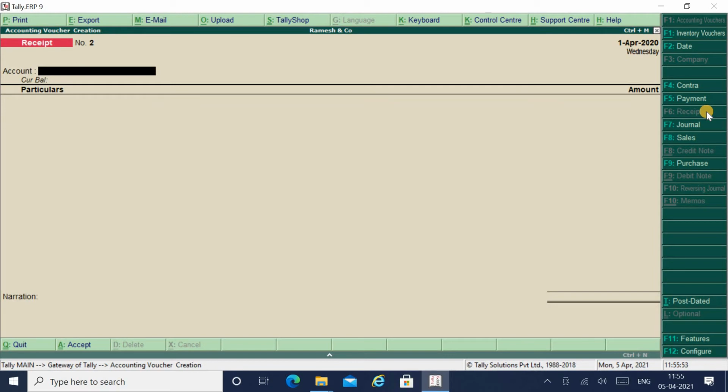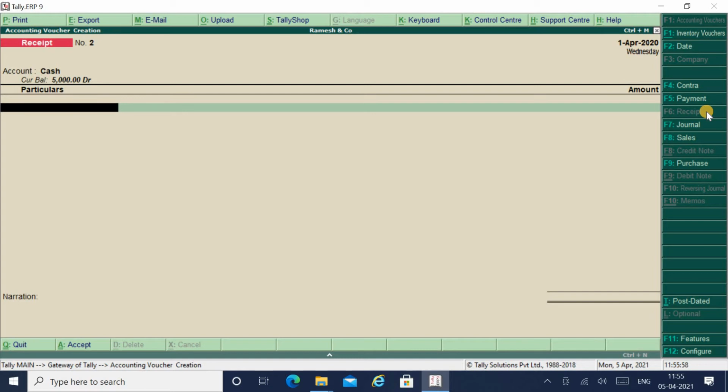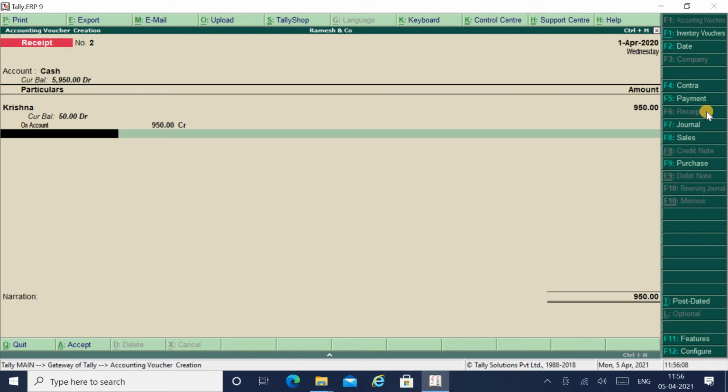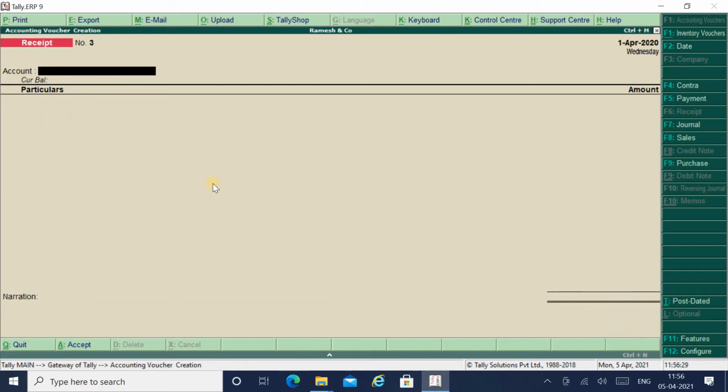So let's see how you have to make this accounting entry. So what I will do, cash. I have received the cash, and from whom? From Krishna. How much I received? I received 950 rupees. Though my transaction was of rupees 1000, while making the payment Krishna paid me 950 rupees. So here you can see the balance of Krishna as 50 rupees is outstanding. So being payment received.